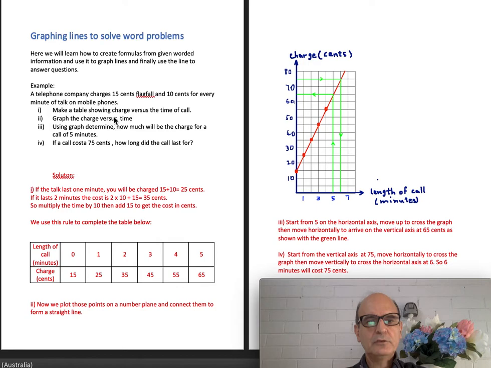Make a table showing charge versus the time of call. Graph the charge versus time. Using the graph, determine how much will be the charge for a call of 5 minutes. And finally, if a call costs 75 cents, how long did the call last for? All right.